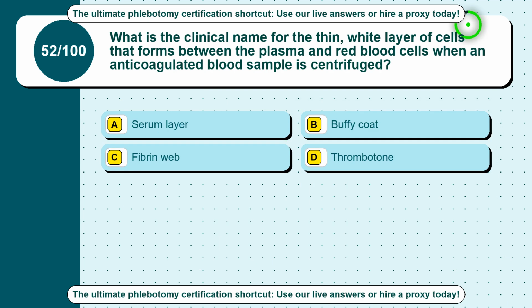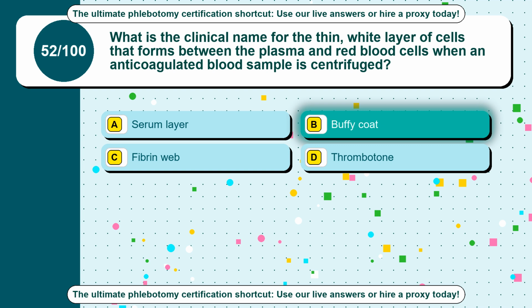Question 52. What is the clinical name for the thin, white layer of cells that forms between the plasma and red blood cells when an anticoagulated blood sample is centrifuged? Option A. Serum layer. Option B. Buffy coat. Option C. Fibrin web. Option D. Thrombotome. The correct answer is option B.